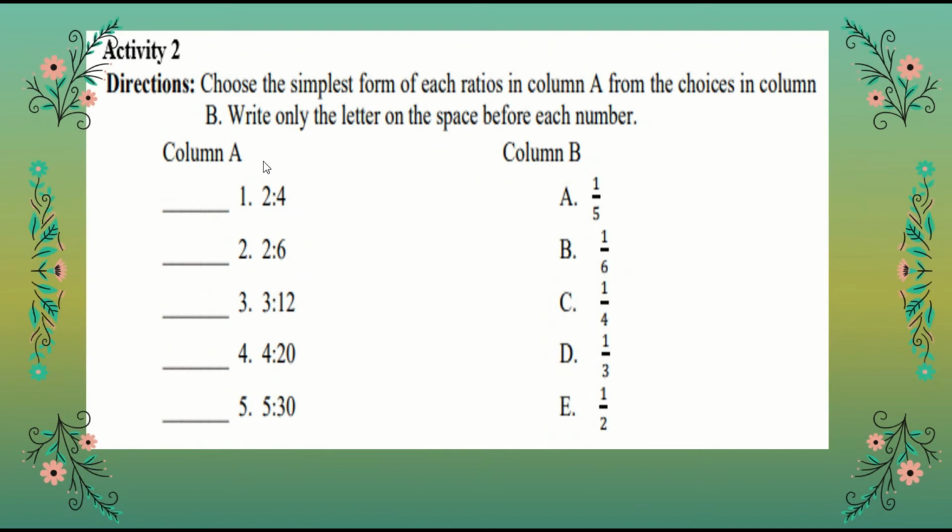Okay, for activity 2, choose the simplest form of the ratios in column A from the choices in column B. Write only the letter on the space before each number. So, ganun pa rin yun. 2 is to 4. So, you have to change it to lowest term. So, the GCF is 2. So, you're going to divide. So, we have 1/2. So, with number 1, 2 is to 4, the answer is 1 is to 2. So, the answer is letter E.